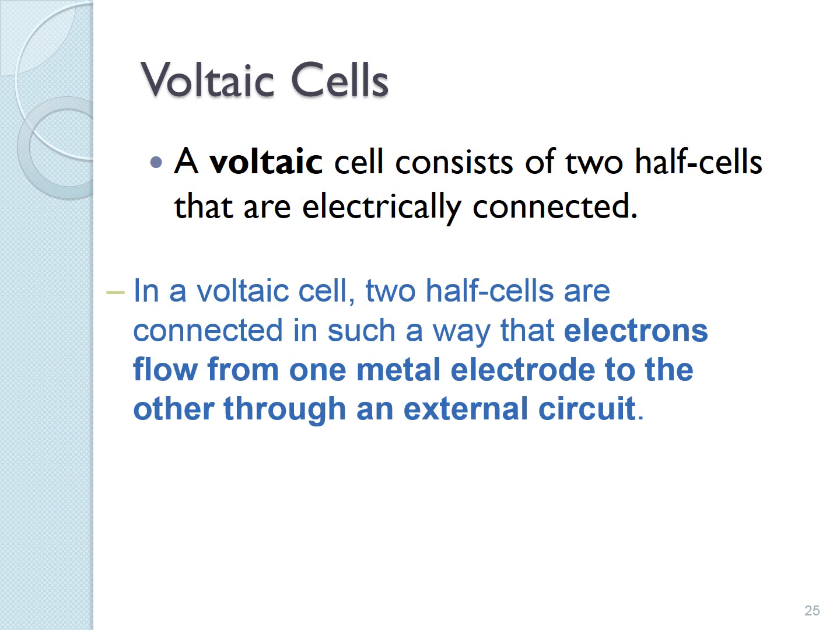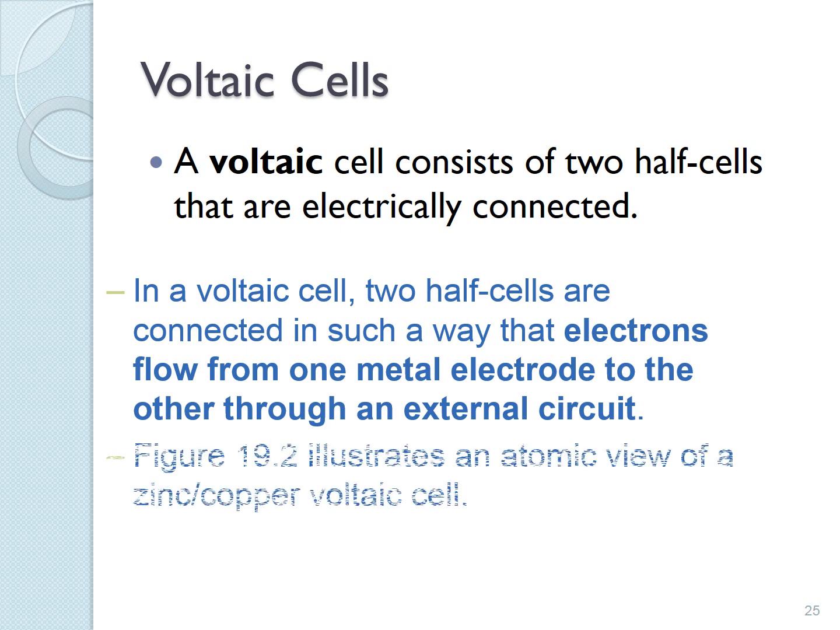So then we have the two half cells connected in such a way that the electrons can flow from one metal electrode to the other through an external circuit, and that's how you can use the electricity, because it's taking it outside of the system. So let's look at figure 19.2 that shows the atomic view of a zinc copper voltaic cell.